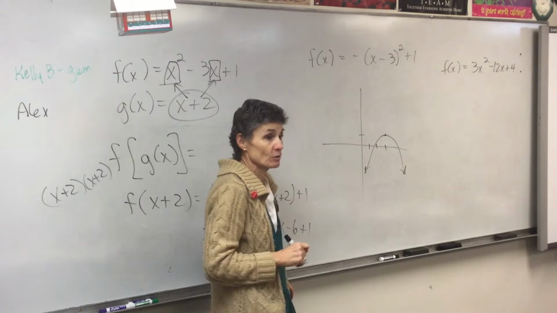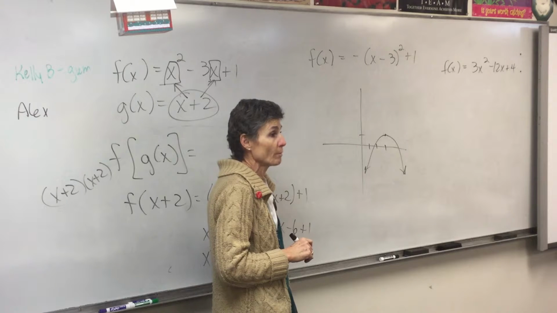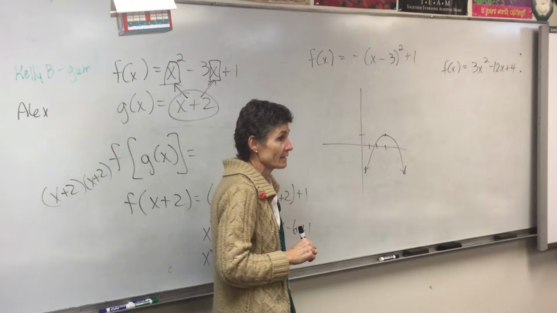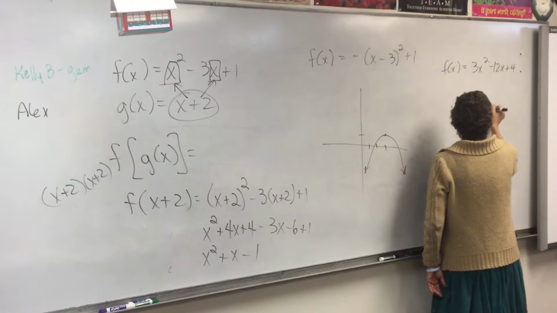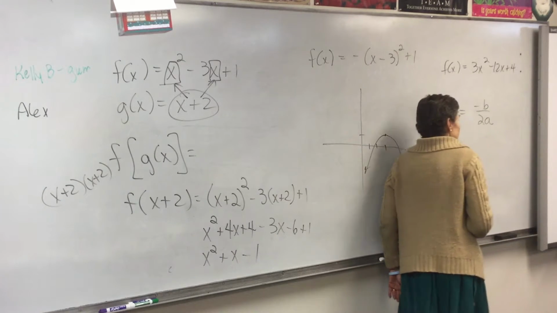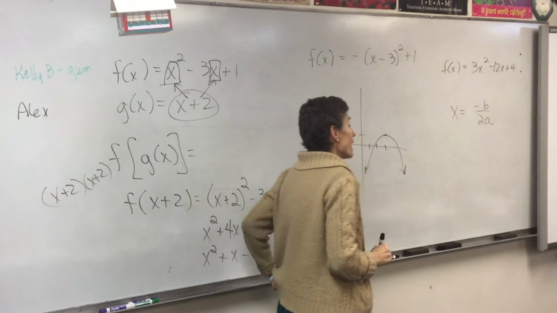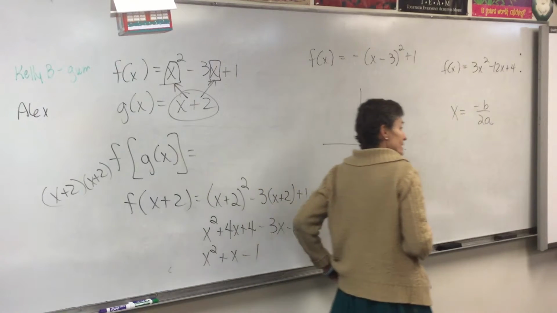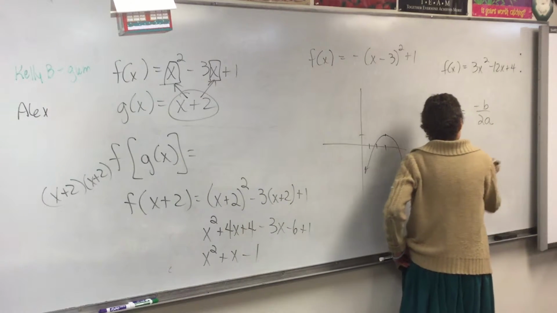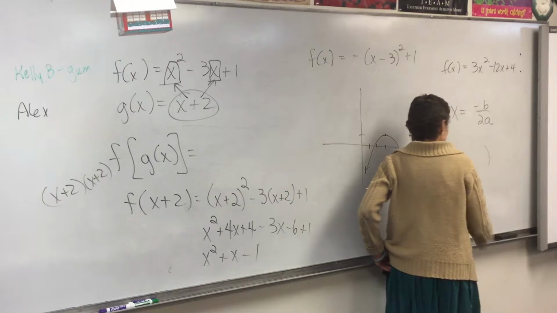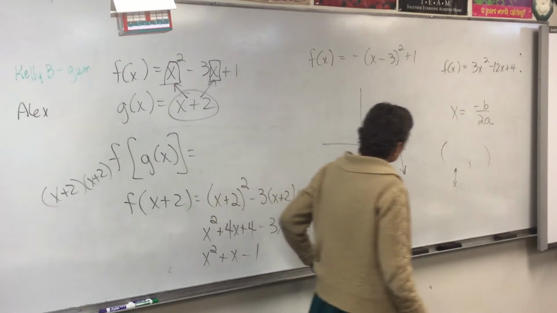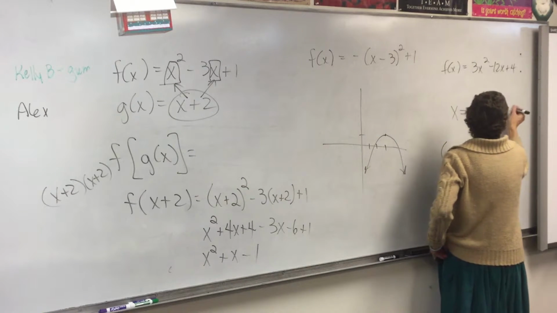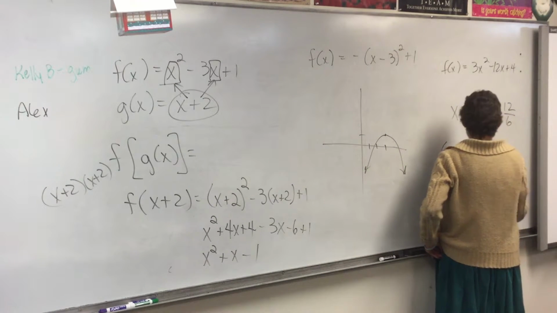How do we figure out the vertex? You have a formula for it. x equals negative b over 2a. That actually is not the vertex, that's the axis of symmetry, but it gives me the x coordinate of my vertex. So negative b over 2a is 2.